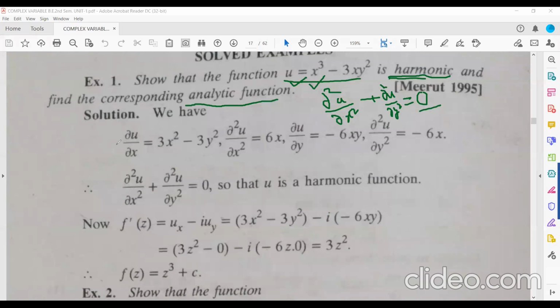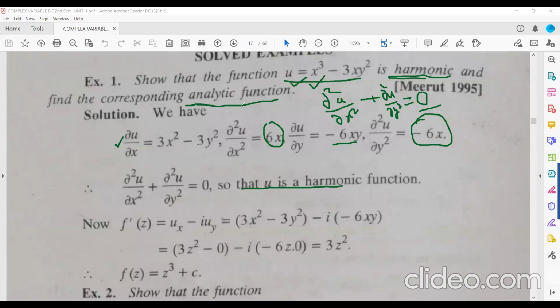So here, first derivative del u by del x, then second derivative with respect to x. So del square u by del x square is what? 6x. Similarly, with respect to y, just differentiate twice. Once differentiated, minus 6y. Once more differentiated, minus 6x. So if you add these two, del square u by del x square plus del square u by del y square, 6x minus 6x, that will be 0. So that means the function u is harmonic.